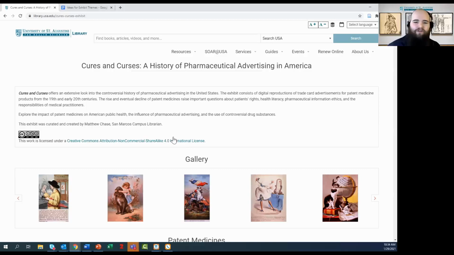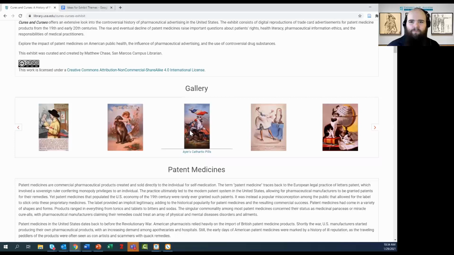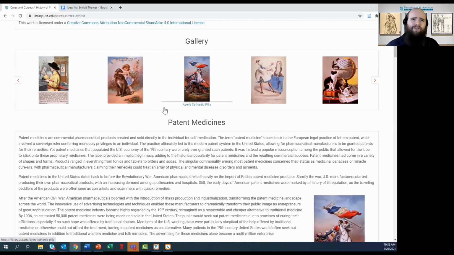This one is a collection of, again, public domain material, because these were made well past copyright expiration, during the late 19th and early 20th century. These are advertisements made in the US to promote what were known as patent medicines, which were essentially non-prescription pharmaceutical products, over the counter essentially.